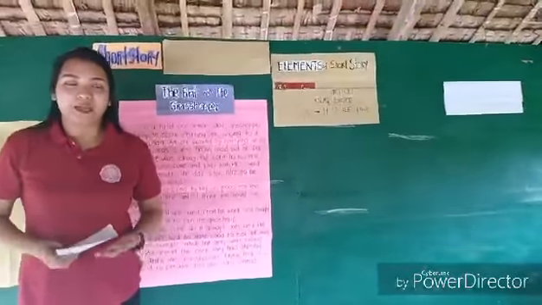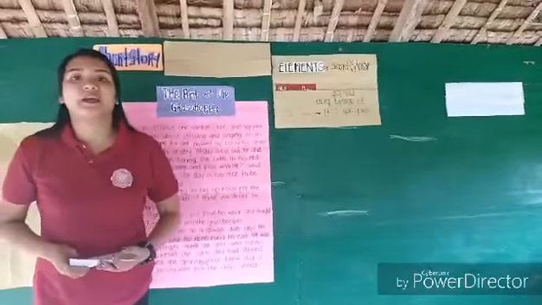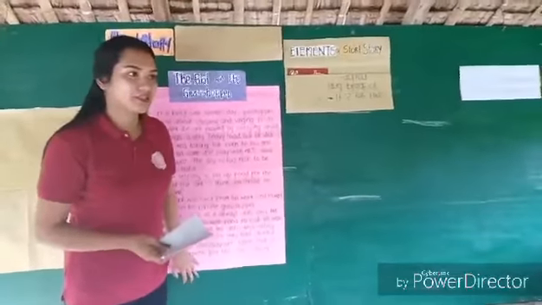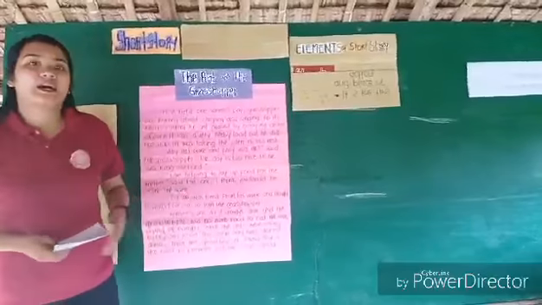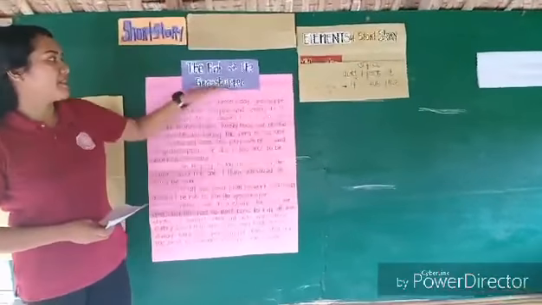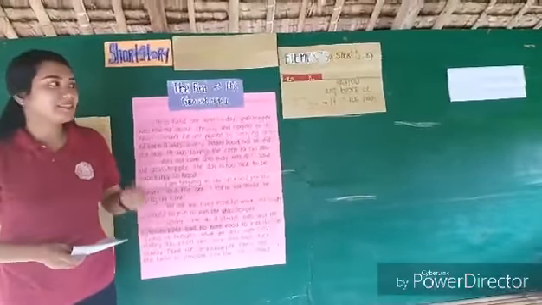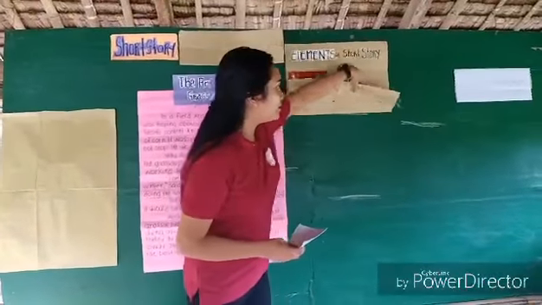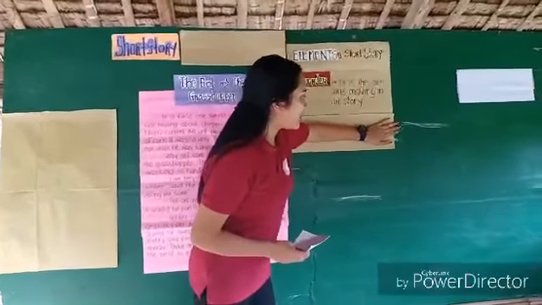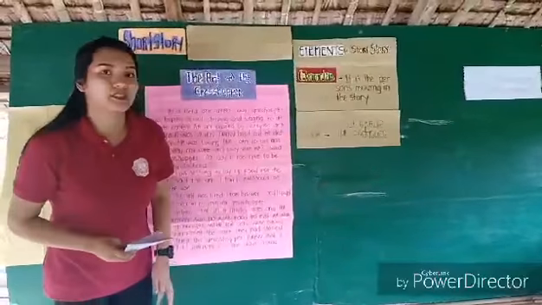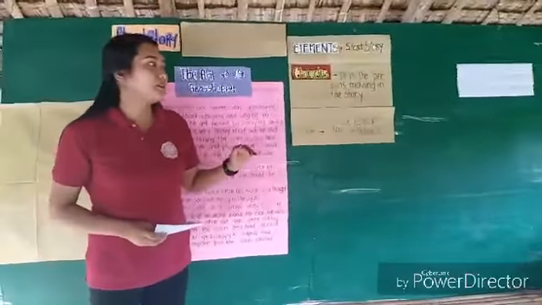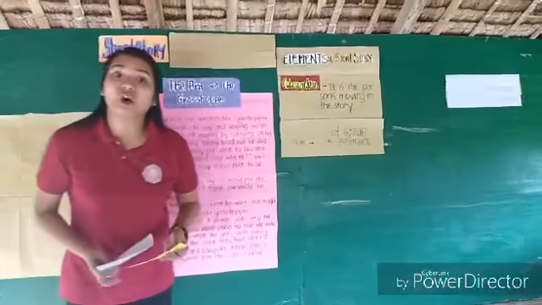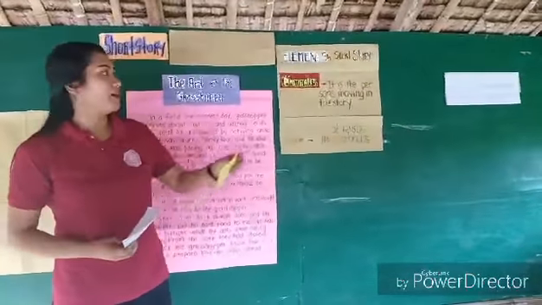Time is up. Now we are going to identify who is in the story. Yes? Okay, very good. So the persons in the story are the ant and the grasshopper. And that is the first element of a short story, the characters. When we say characters, they are the persons moving in the story.